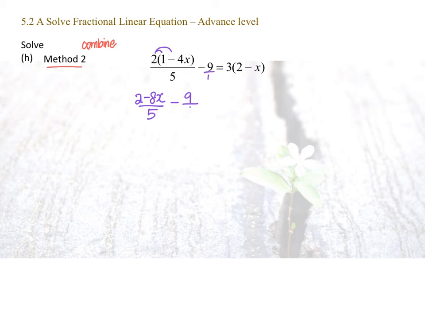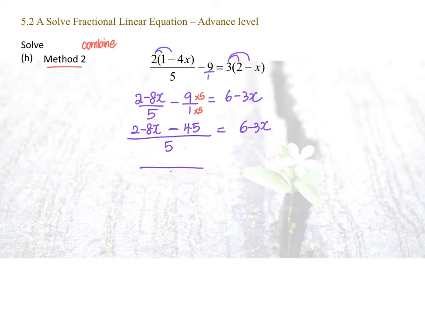Now 9, we need to change it to the same denominator later. On the right hand side, we expand our brackets. And now we're going to combine the left hand side into one single fraction. And the lowest common multiple for the denominator is 5. Be careful of the sign and brackets. So I got 2 minus 8x. Now it'll be minus 45 to be equals to 6 minus 3x.